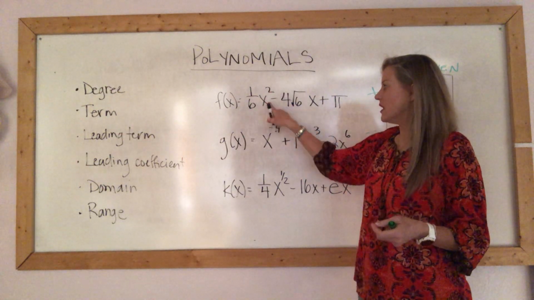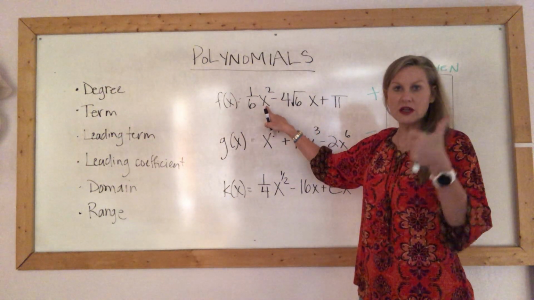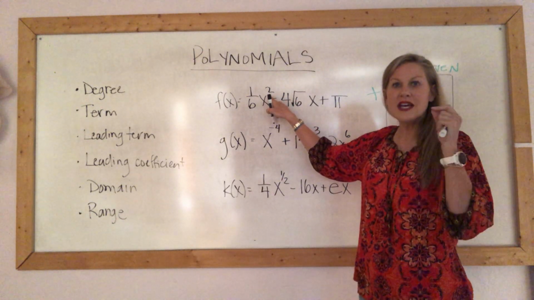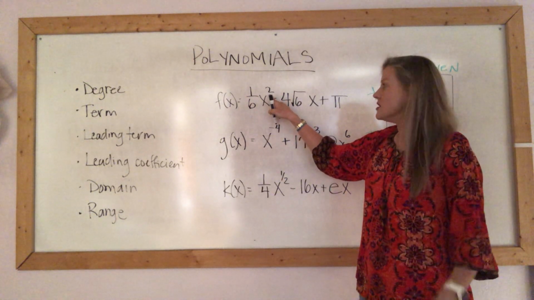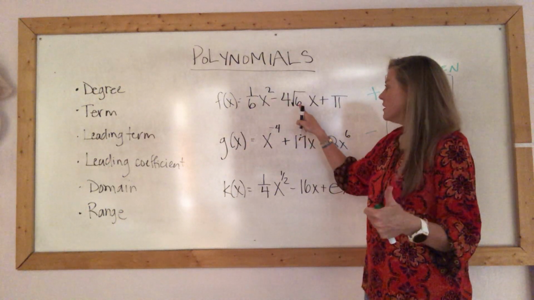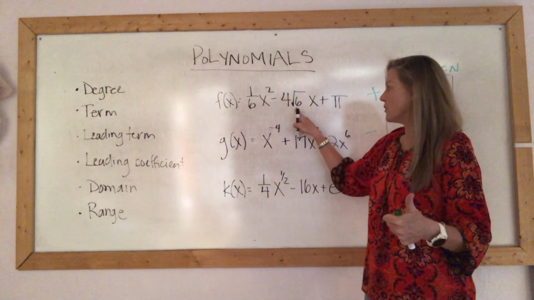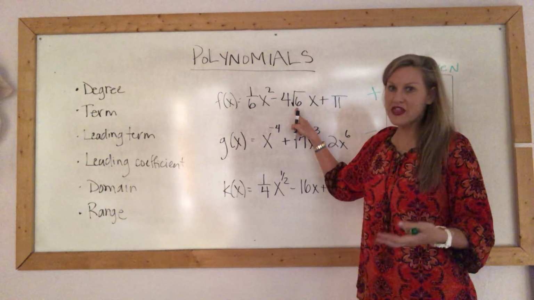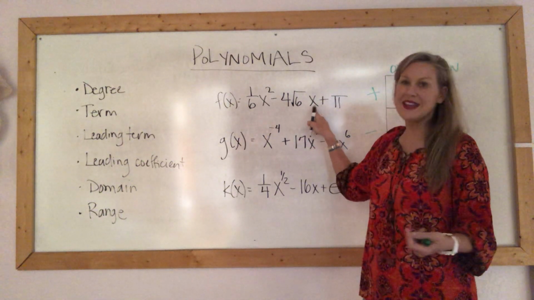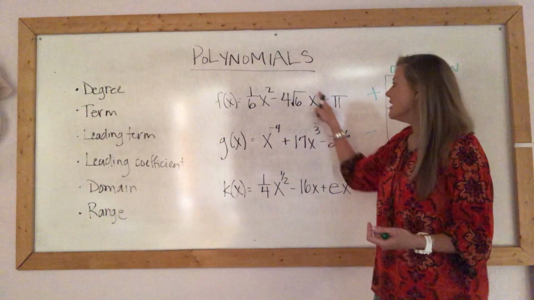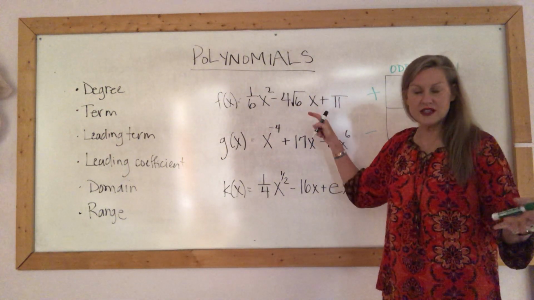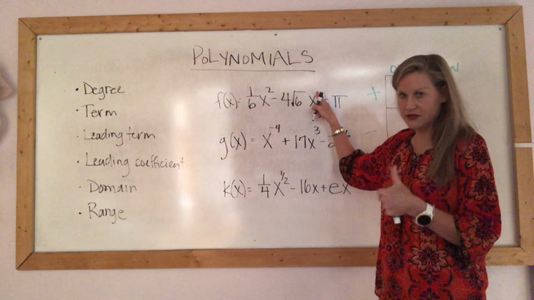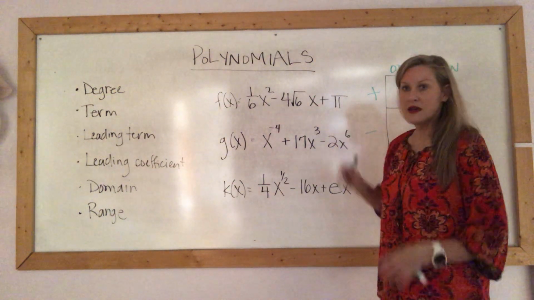1/6 x squared, okay, that variable's not in a denominator, it's not under a radical, his exponent is a positive whole number, so this guy's okay. This one, 4 times the square root of 6x, well, again, I don't care about that being under a radical, I care about if this x is under a radical. That x is not under a radical, he's not in a denominator, his exponent is a perfectly healthy, fine, positive 1, he's great. Pi's a number.